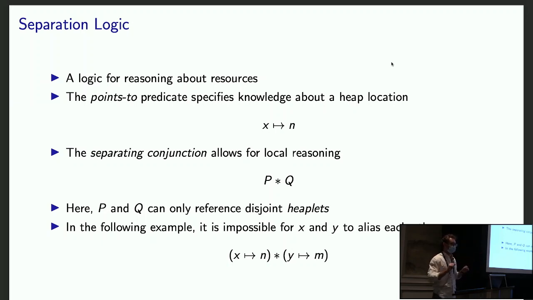So here we have P and separately Q, meaning that P and Q are both assertions that hold in disjoint regions of the heap. So if we have x points to n and separately y points to m, then we know that if we modify y, we won't affect x.